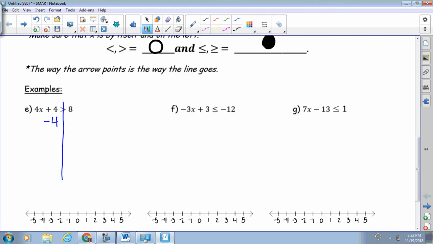I'm going to subtract 4. Get 4x is greater than 4. Divide by 4. X is greater than 1. Open or closed circle, that's open. So I'm going to put an open circle over 1, arrow going to the right.